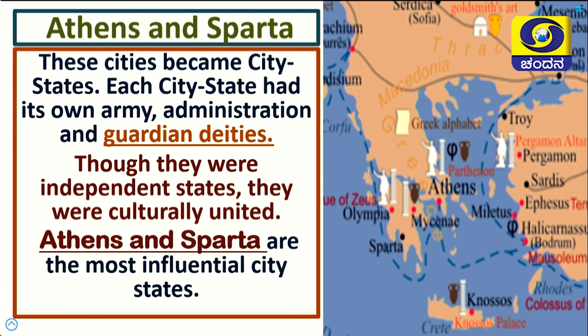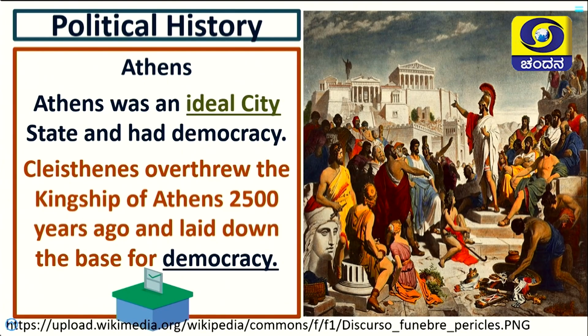Athens and Sparta are the most influential city states. First, let us learn about Athens. Athens was an ideal city. What is the meaning of ideal city? It is just like a model city for all the other cities. Why was it called an ideal city? Only because it had democracy.